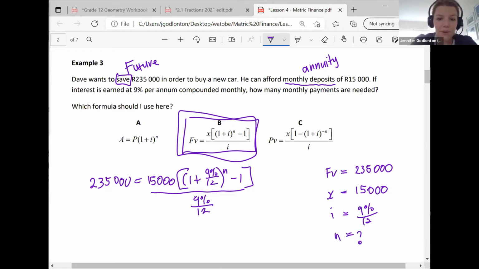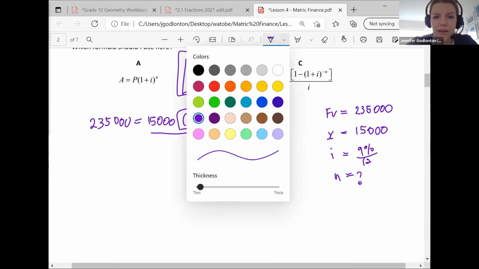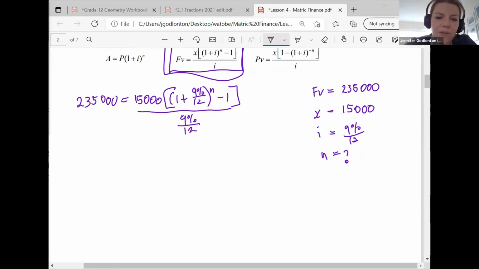Okay, so let's have a look as we put this all together. For those of you who are struggling with your calculator work, we're going to do this step by step. The first thing we want to do, I'm going to get a different color so that you can see each step, is move this up. So we need to multiply it up, so we're going to have 235,000 times 9% over 12.